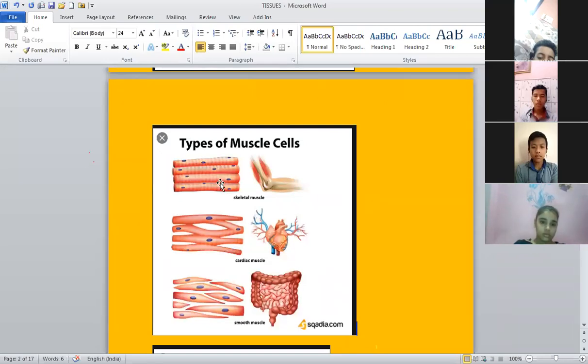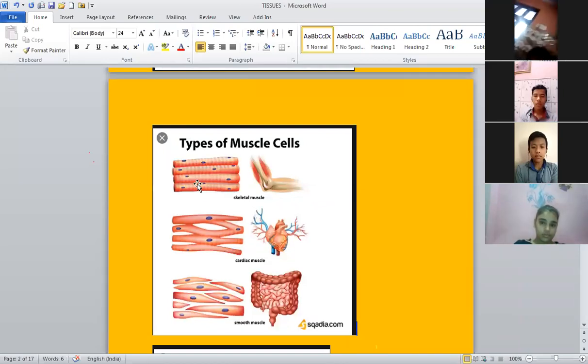The first one is skeletal muscle. They are known as skeletal muscles because they join the bones to each other. These muscles join bones to each other and are called skeletal muscles. You can see the cell.